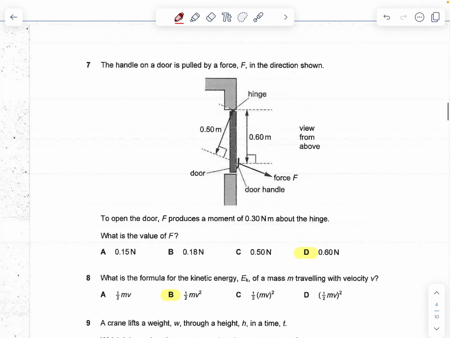Question 7. The handle on the door is pulled by a force F in the direction shown. To open the door, F produces a moment of 0.30 Newton meter about the hinge. What is the value of F? So first, in a moments question, we find the pivot. So the pivot here is the hinge. It's where the hinge is. Draw the triangle. Second, we find the line of action of the force. So since the force is here, I draw a line of action.